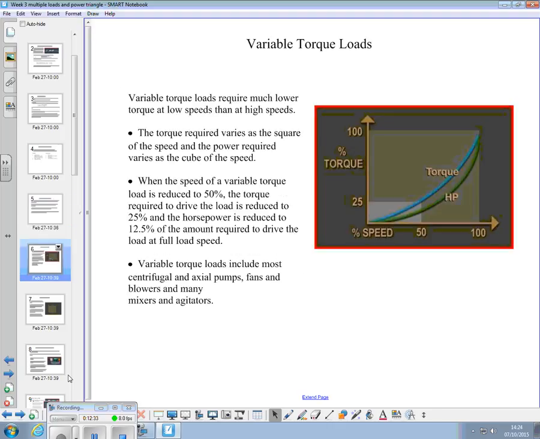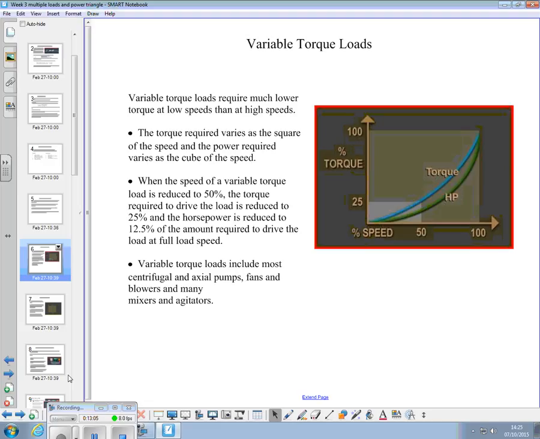Variable torque loads require much lower torque at low speeds than at high speeds. Torque required varies as the square of the speed, and the power required varies as the cube of the speed. So when the speed of a variable torque load is reduced to 50%, the torque required to drive the load is reduced to 25%. Horsepower is reduced to 12.5% of the amount required to drive it at full load speed.